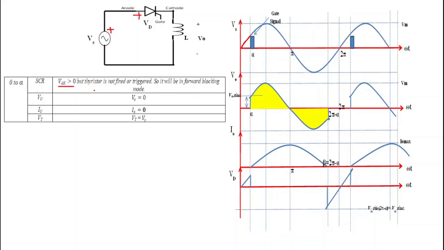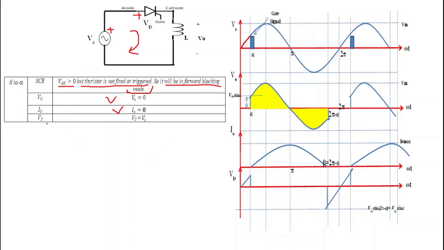But the thyristor is not fired or triggered yet. That's why it will act as an open switch, and the mode of operation of the thyristor from 0 to alpha is forward blocking mode. In forward blocking mode, the thyristor acts as an open switch. When the thyristor acts as an open switch, the current in this loop is 0. When current is 0, the output voltage V0 is 0. So from 0 to alpha, V0 is equal to 0 and I0 is also equal to 0.